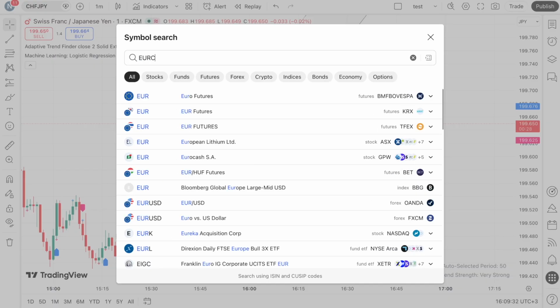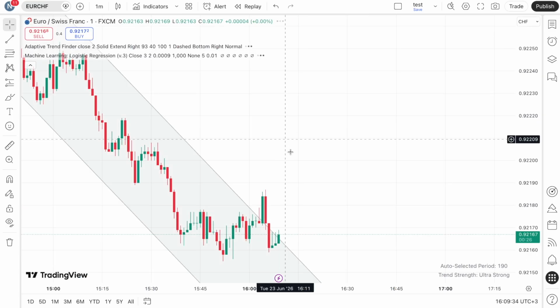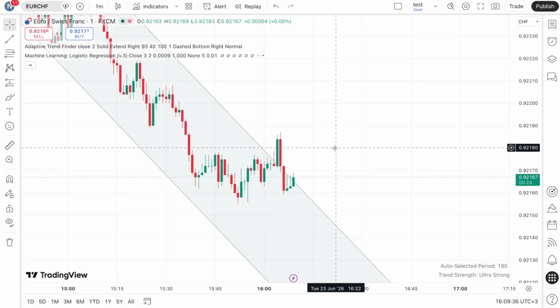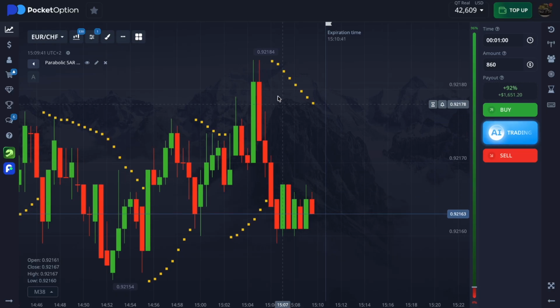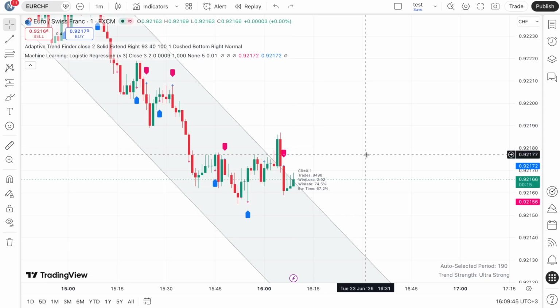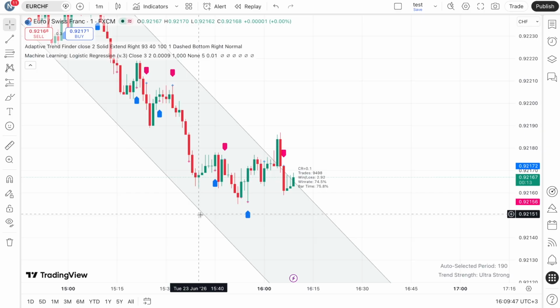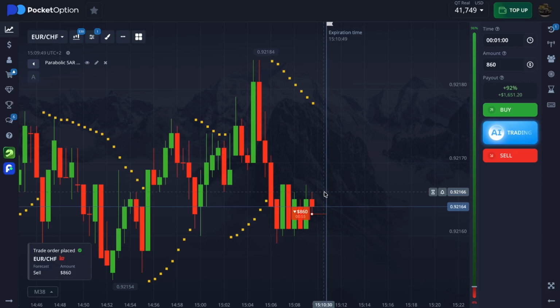I open the next currency pair, Euro and Swiss franc, and see what's happening on the charts. I enter Euro and Swiss franc here and see what was the last signal we had. The last signal was a down trade. And it seems that the SAR indicator is still showing that the downward movement continues and we are above the lower boundary of the channel. So I will enter a down trade here.